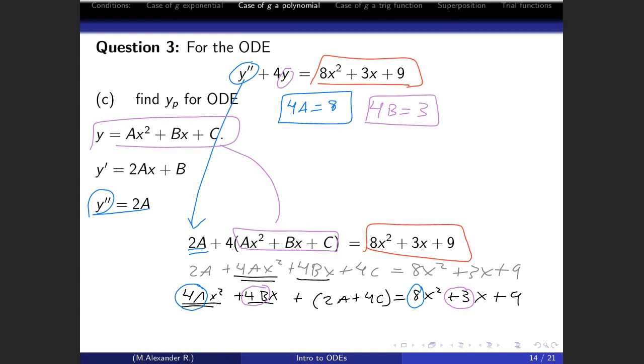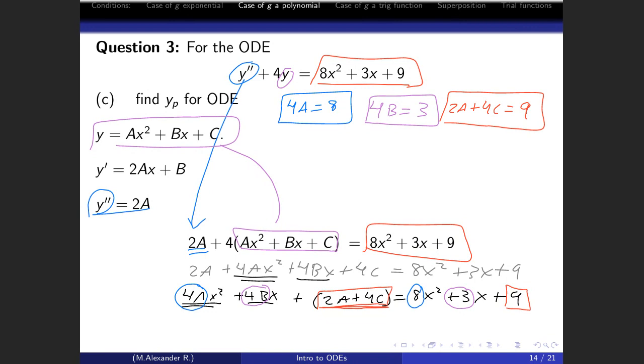So again, we want to find the a, b, and c. And so we are matching quantities here. So this thing does not have any x next to it. And so also the 9 does not have any x next to it. So that's how I get my third equation. So 2a plus 4c is equal to 9. All right, so 3 equations, 3 unknowns. So that means that we have enough equations to solve for a, b, and c.